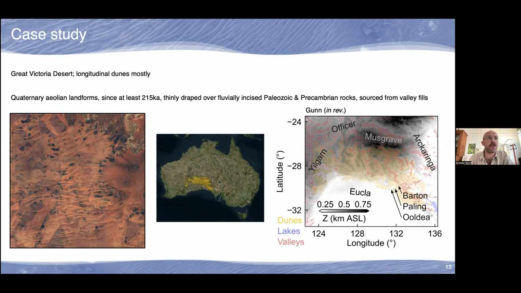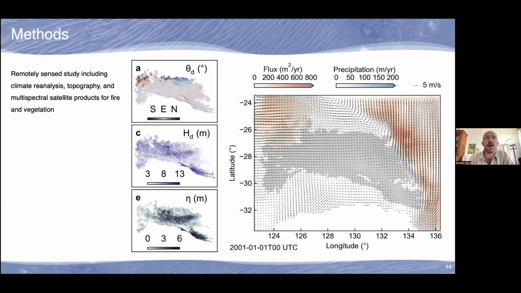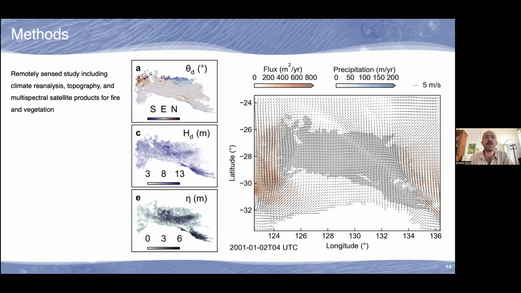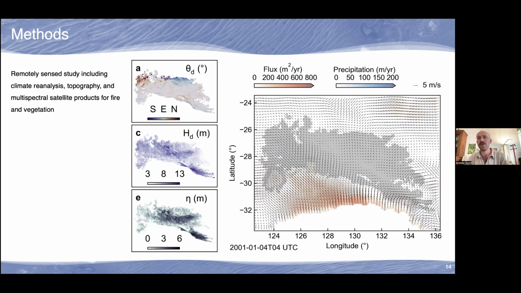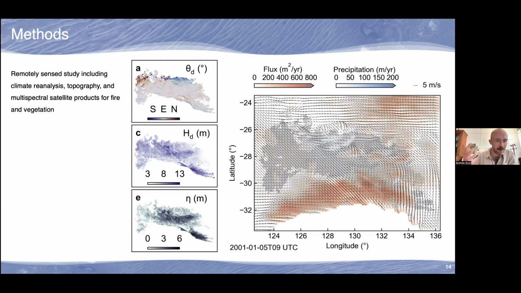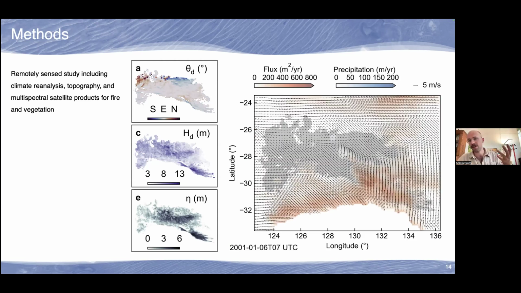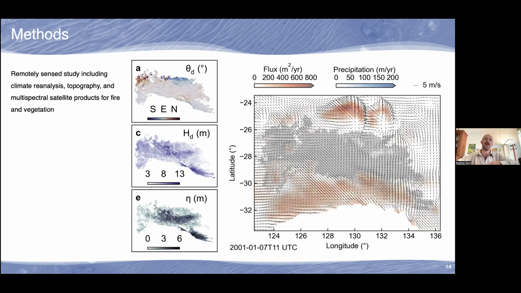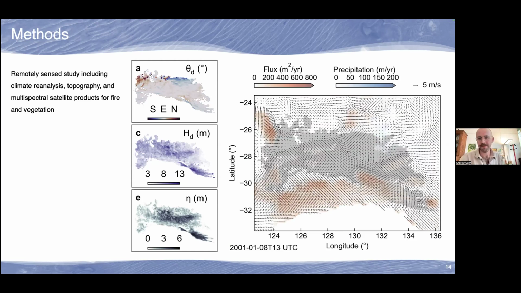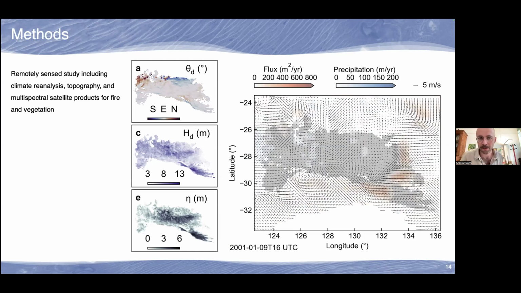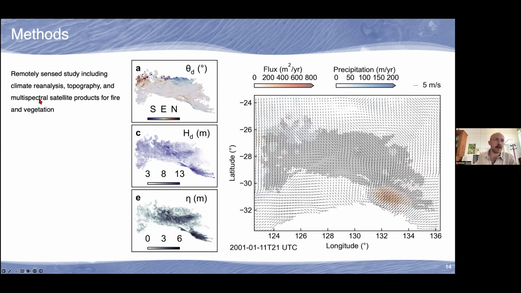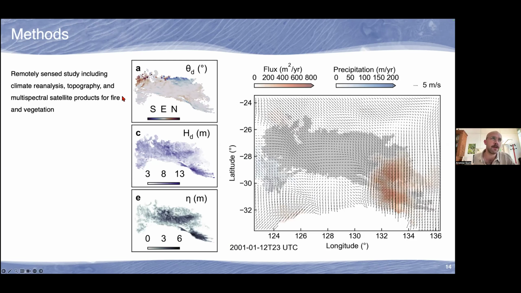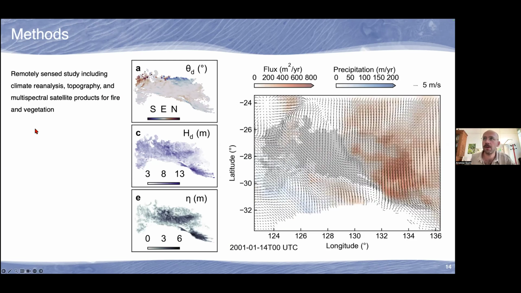We're going to look at these dunes in a little bit of detail, and the way that we do this again is with a very similar method as the previous talk, which is to look at the sand flux from contemporary reanalysis data as well as the topography data, because this data is pretty accurate and available across the entire planet for free. And we also use some other data like multispectral satellite data for fire and vegetation effects, which I'll get into in a second.